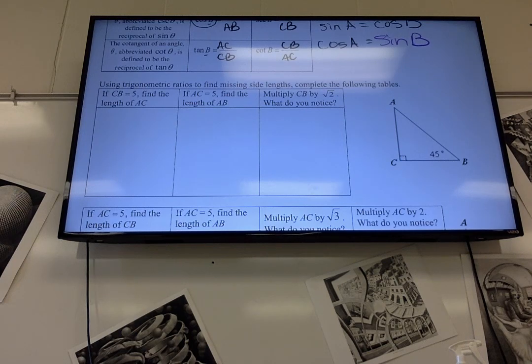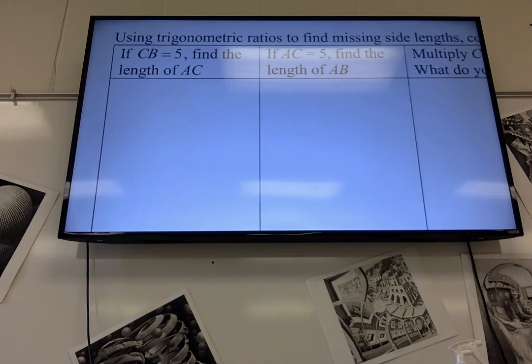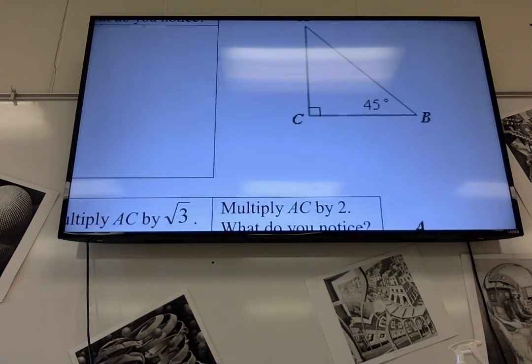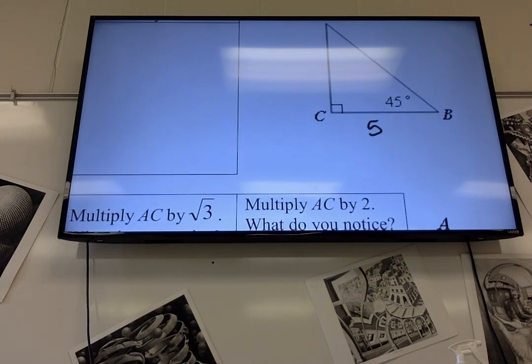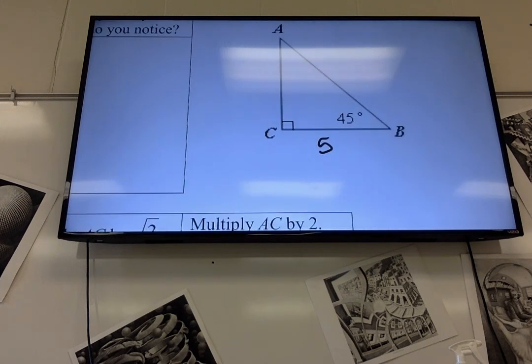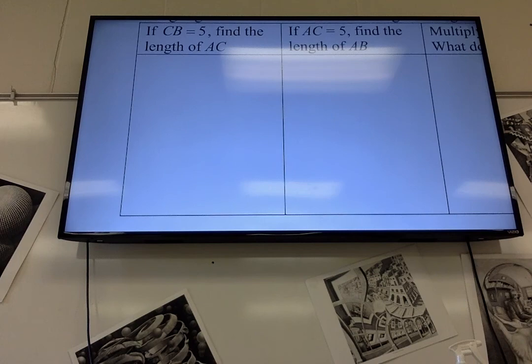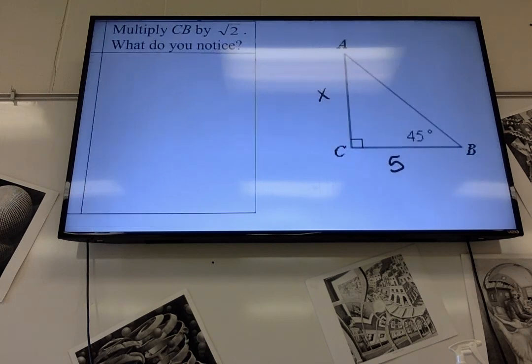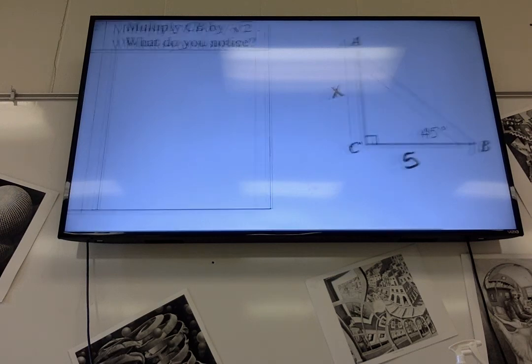All right. So we're going to look at this first one. If CB is 5, so we're going to call this 5. We're going to find the length of AC. So we're trying to find this side. I'm going to call it X. So this is the very first column. It tells us that CB is 5. And we're trying to find the length of AC. So that's why I put an X there. Does anybody already know what it is? It's okay.